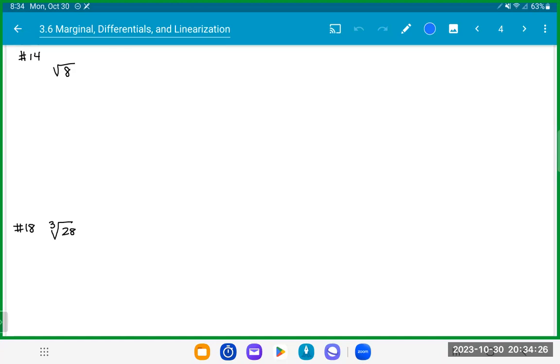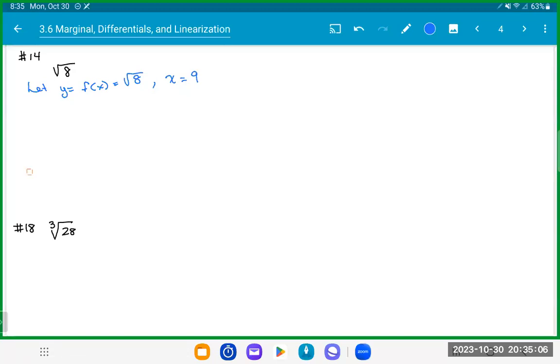In this case, they're giving us this radical. So we say, let y equal f of x, and our function here is the square root of 8. Well, 8 is not a perfect square. So let's let x equal the closest perfect square to that, and that is 9. 9 is a perfect square, so let's choose 9.